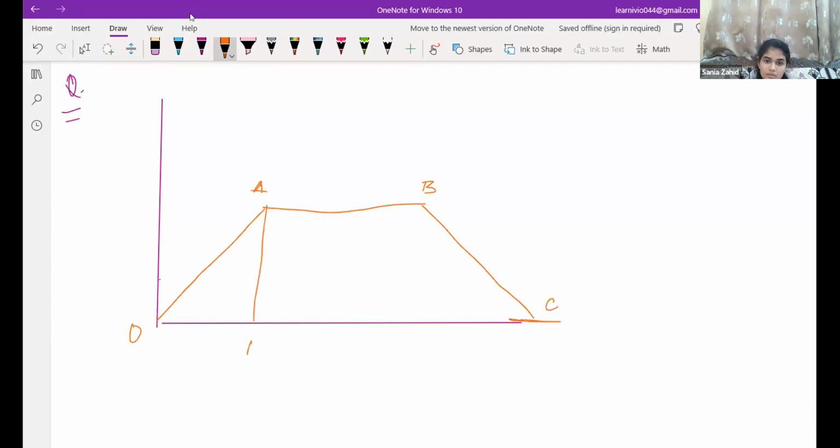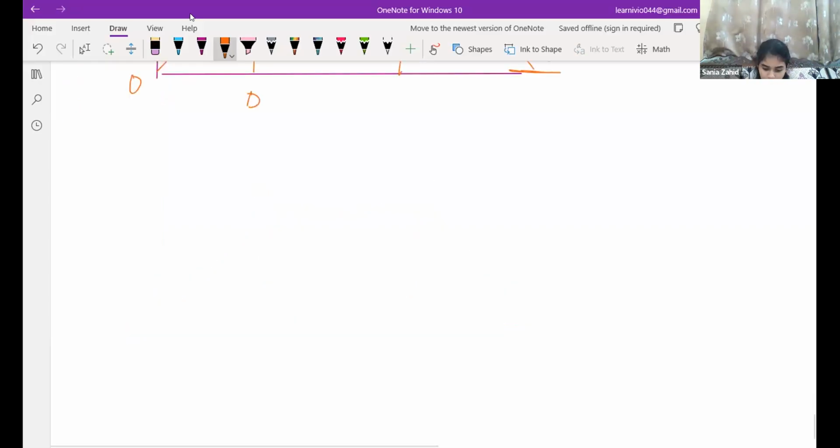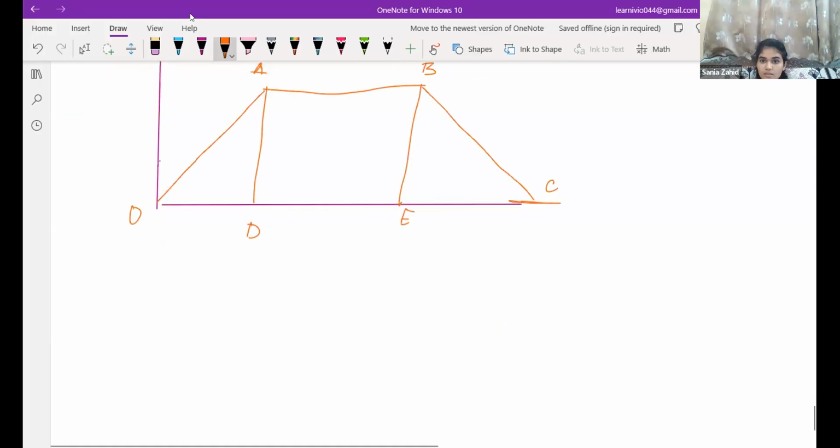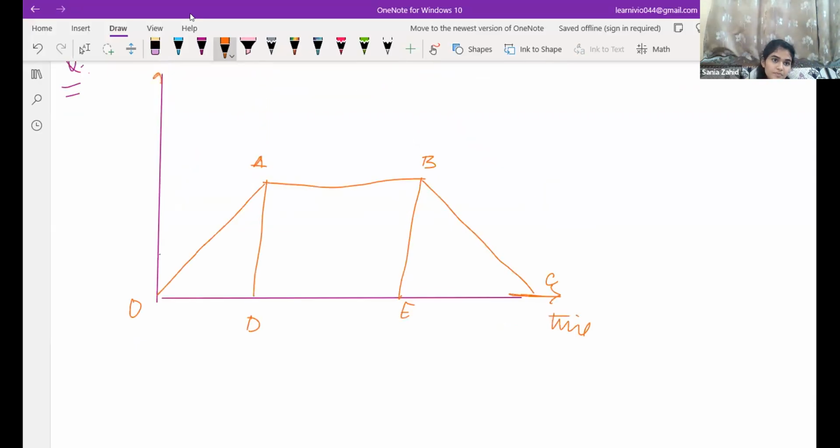D, E. This is time, this is speed. So 6, 5, 4, 3, 2, 1. This is 0 seconds, 4 seconds, 10 seconds, and 16. This is the graph you have.